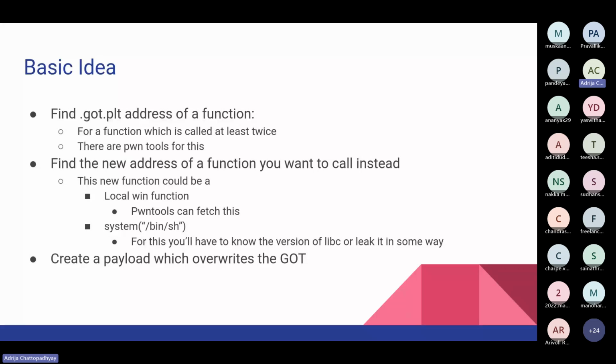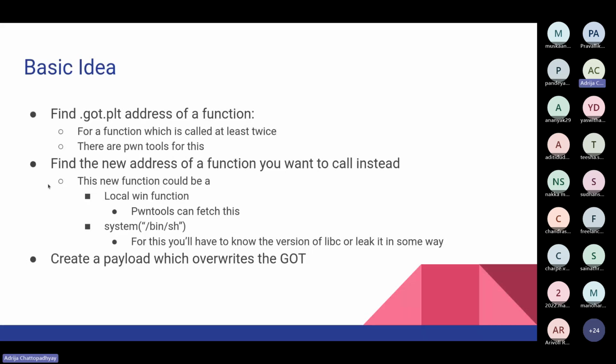Remember last time we saw lazy binding. The first time the function is called, the GOT entry doesn't have its address initially, but the second time it's called, it gets resolved and put into the GOT entry. So the next time it's called, it directly goes to libc. So we need to find the .got.plt address of a function first. Say we have puts. So puts at got.plt, that address we need to find.